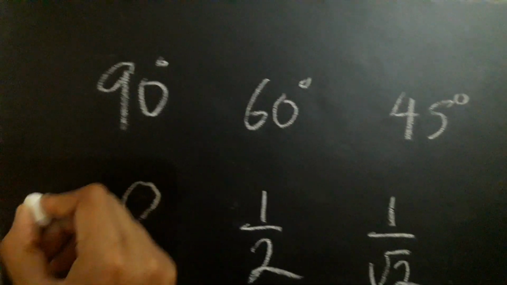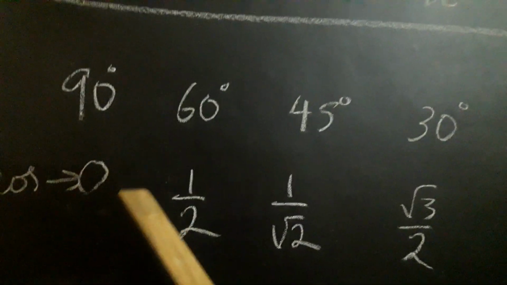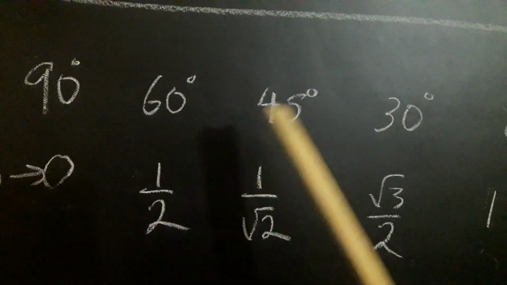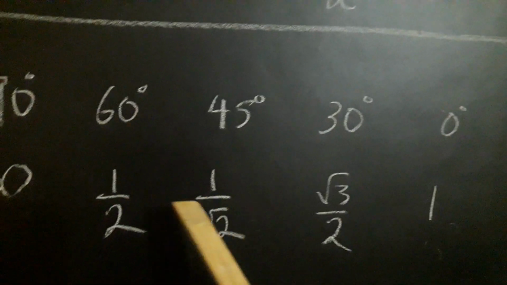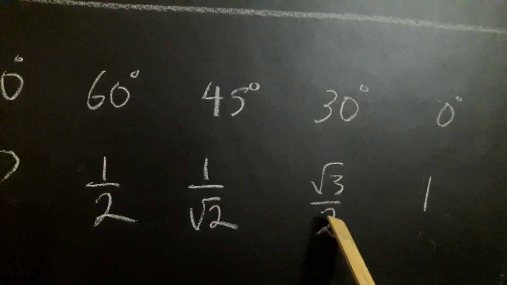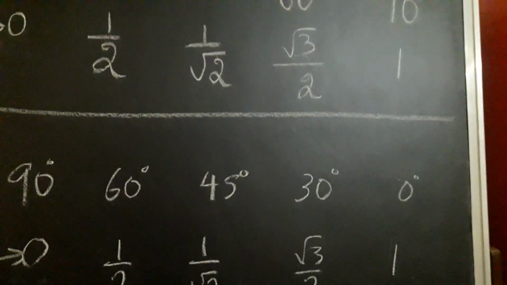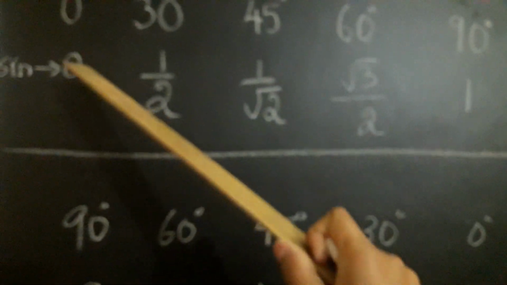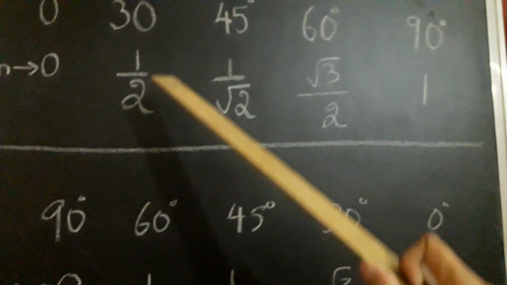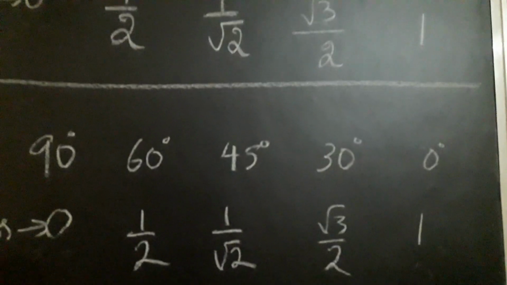So then that would give me my cos. See, cos 90 is 0, cos 60 is half, cos 45 is 1 by root 2. So sine 45 is equal to cos 45, and cos 30 degrees is root 3 by 2 and cos 0 is 1. So I have my sine, I have my cos.